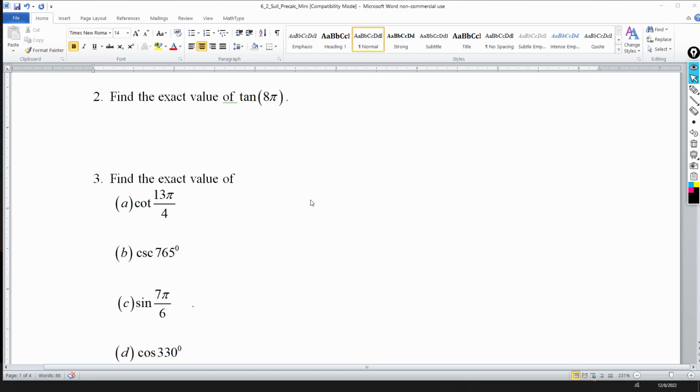And keep in mind that if the angle that you're looking at doesn't appear in the standard diagram, you can always add multiples of the period. Some functions have a period of pi, the tangent and the cotangent, and the others have a period of 2 pi. So it's 180 or 360. So for this one here, find the exact value of cotangent.